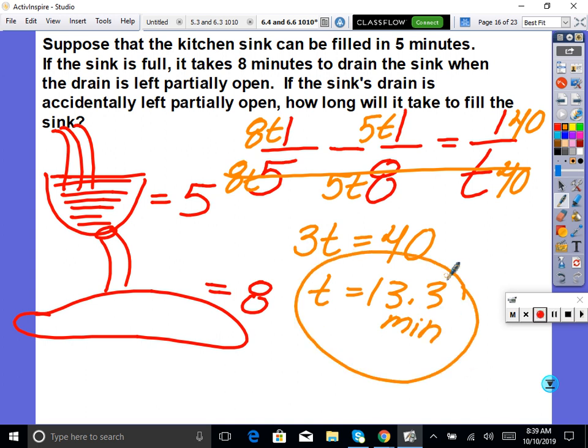Which makes sense, you guys. It's going to take quite a while for us to fill this up, right? If water's draining out and water's coming in, right? Does that kind of make sense to everyone? Okay, awesome. We're actually almost done.